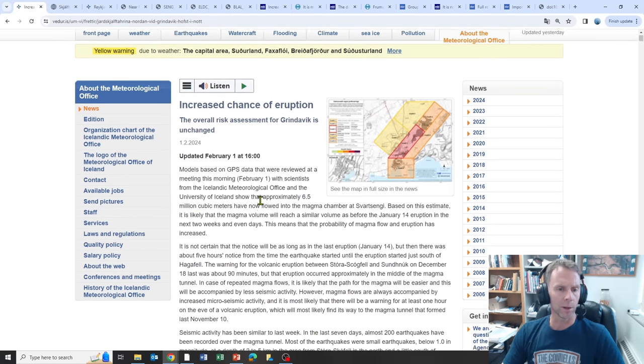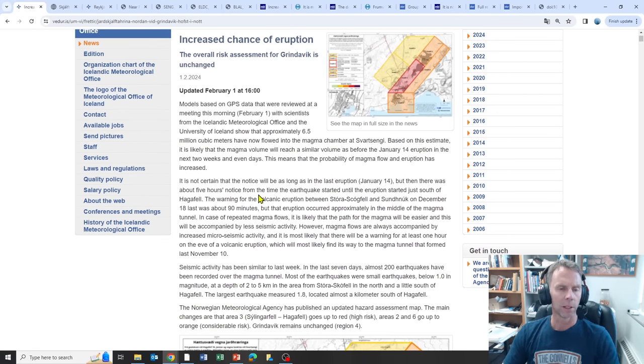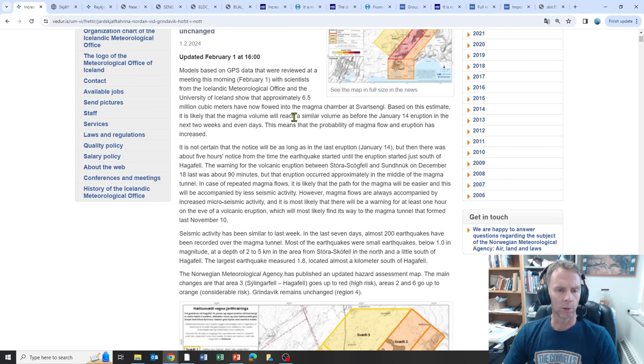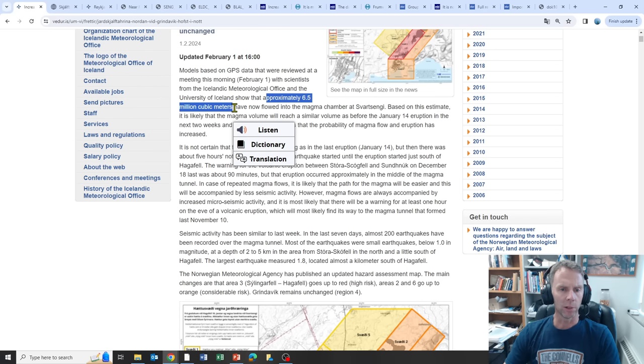So we had an update from the Icelandic Met Office yesterday, an increased chance of eruption. Let's just run through this brief update and highlight some of the most important things. They have been able to estimate and quantify the amount of magma that they believe has accumulated in a shallow subsurface magma chamber underneath and near the Svartsengi power plant. They approximate that at 6.5 million cubic meters of magma.